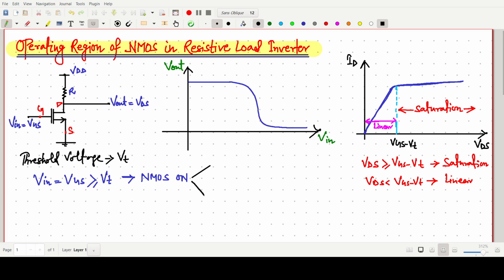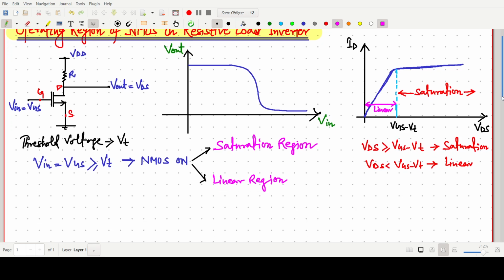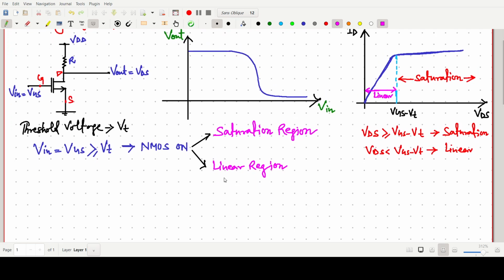but we don't know whether it is in the cutoff region, the saturation region or the linear region. When the transistor is on, it may be either in the saturation region, so that operating condition we have to find, or in the linear region, so that condition we have to find. And we are assuming that the gate to source voltage is simply Vin, and the output voltage is VDS. In addition to linear and saturation regions, one more condition is the cutoff region.